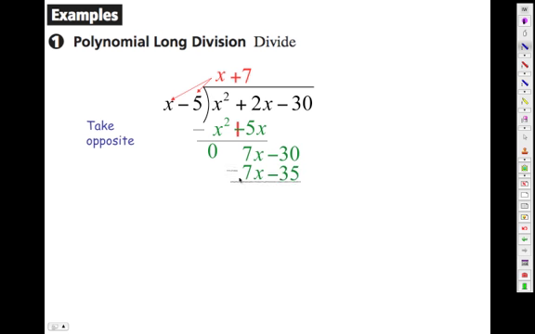Now remember what we do when we subtract, we have to take the opposite of this second term. So that's going to become a positive 35, then we subtract, that's going to be a 0, and then this is going to give us a positive 5. Now, our x can never be a positive 5 because it needs some sort of variable of x in there. So this is our remainder, the 5. And so just like what we did before, we're going to put the 5 as the very top of the fraction, and then our divisor, which is x minus 5, is going to go as a fraction below.